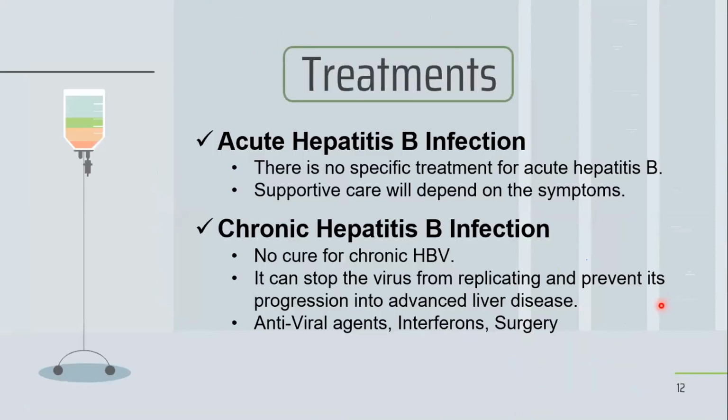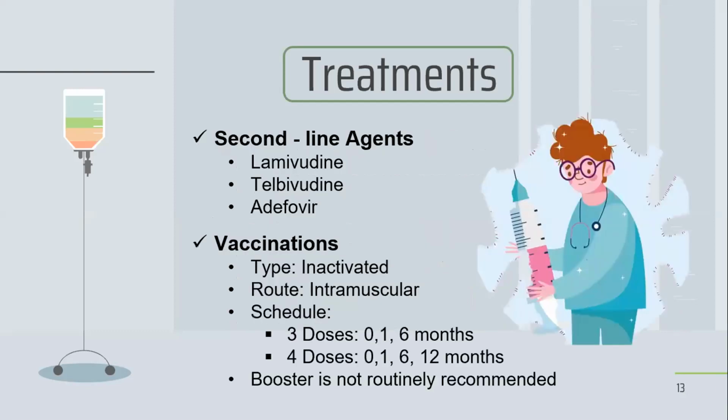So first off, for the treatments, for acute hepatitis B infection, there is no specific treatment for this type. Care will depend on the symptoms, aiming at maintaining comfort and adequate nutritional balance. And for chronic hepatitis B infection, antiviral medications are available. However, this is not a cure for chronic Hep B infection. It can only stop the virus from replicating and prevent its progression into advanced liver disease. So, next.